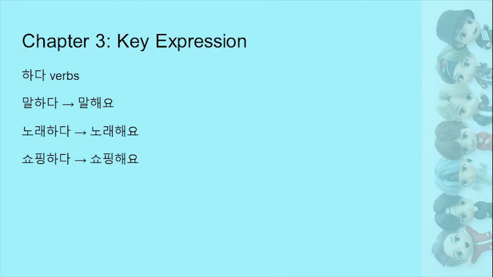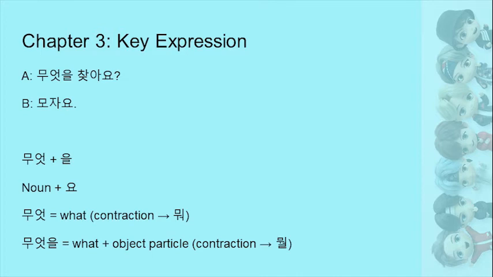So next we're going to look at the 하다 verbs and their conjugation, which is the easiest of them all because we just change the 하다 to 해요. It's always going to be the same, no matter what comes in front of the hada part. If it's a hada verb, it's going to be 해 when we conjugate it. So we have 말하다, which is to speak or say, becomes 말해요. And then we have 노래하다, which becomes 노래해요, which is to sing. And then we have 쇼핑하다, which is to shop, and we end up with 쇼핑해요.